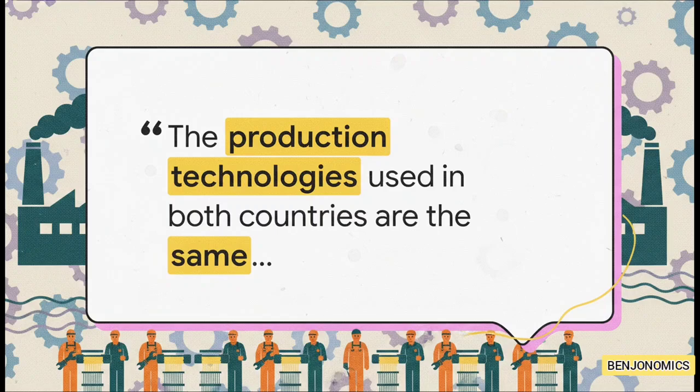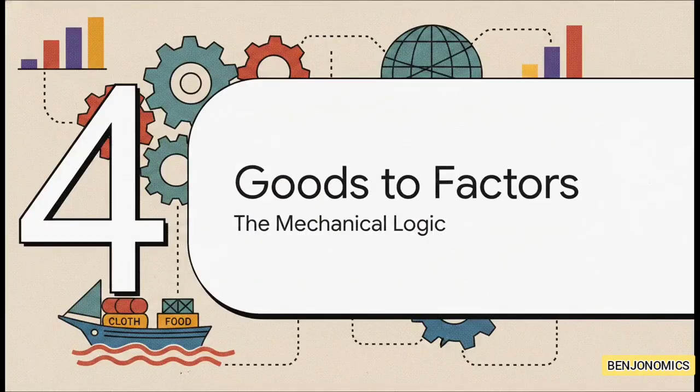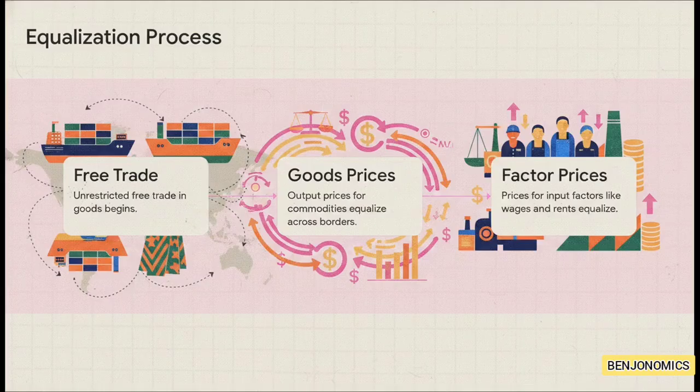I cannot stress this enough. This assumption is the crucial, highly fragile linchpin holding the entire theoretical model together. Okay, moving right along to part 4, from goods to factors. So, we've built our sandbox, but how does this machine actually work in practice? How do we get from just trading cloth and food to literally equalizing global wages?